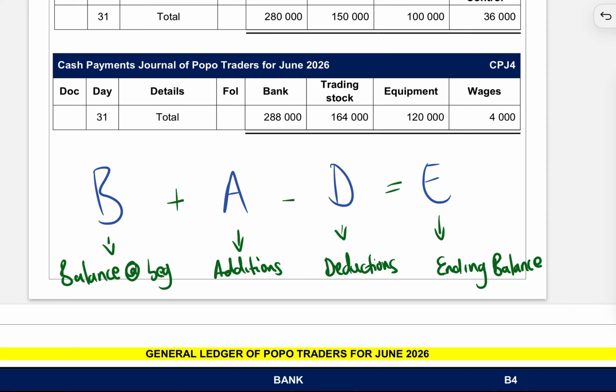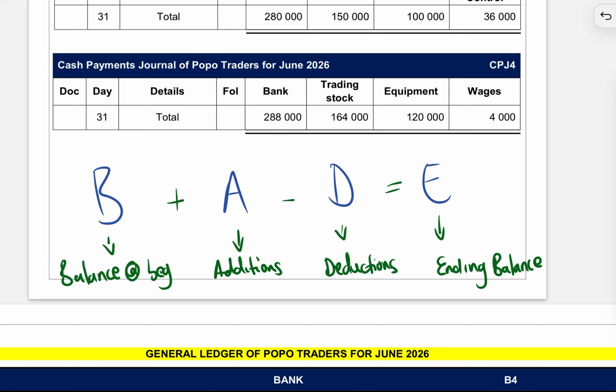So accounts follow this process. Firstly, accounts are going to show you how much is in that account at the beginning of the month or at the beginning of the year, how much was added into that account during the month or during the year, how much was deducted from that account during the month or during the year, or any transactions that might have led to a decrease in that account. And then at the end, you calculate how much you have in that account at the end of the month or at the end of the year.